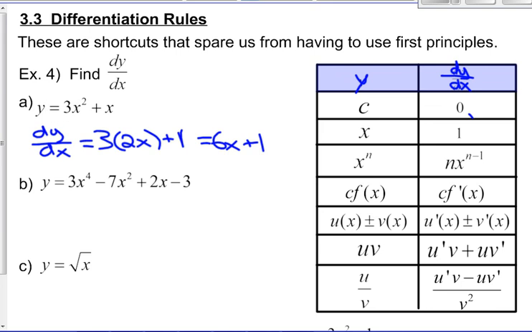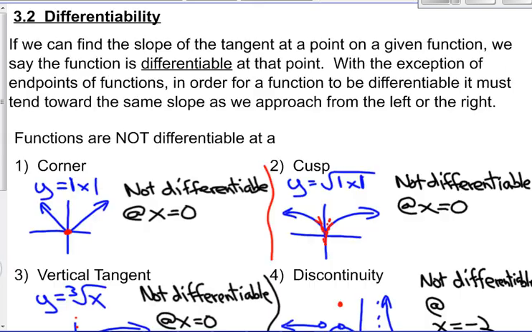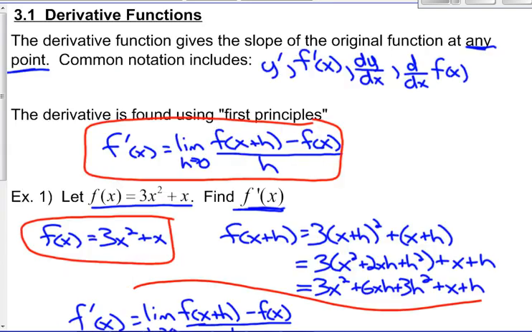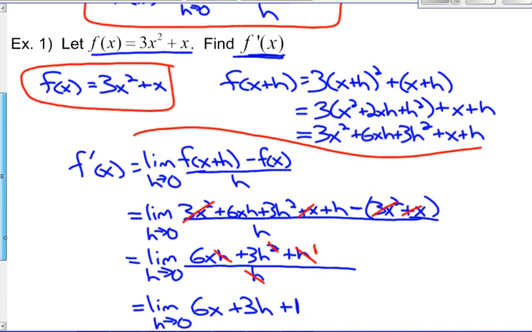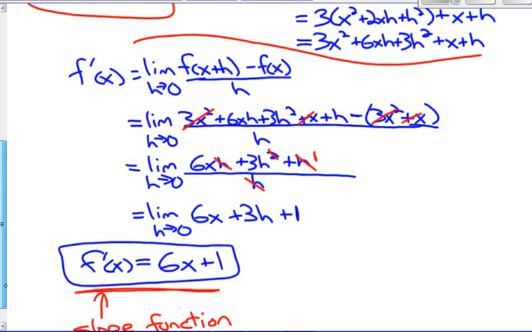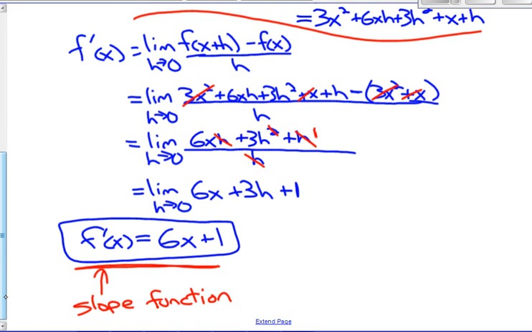Okay, think about how much faster that was compared to the first time we did it, which was over here. This is the exact same question as example 1. And it took us a lot of work. And oh my gosh, we got the exact same result.